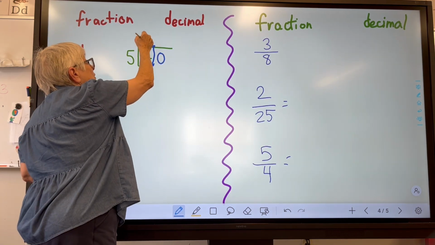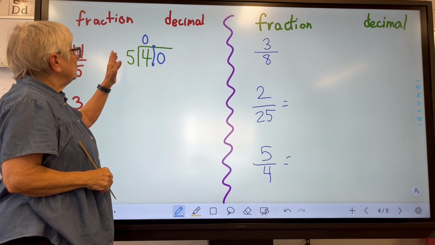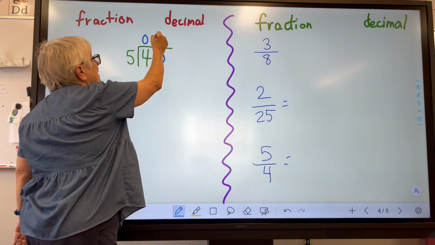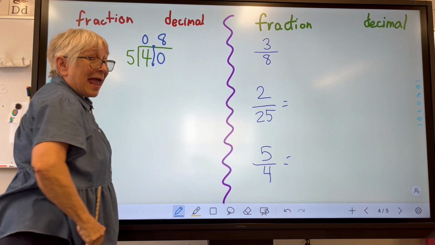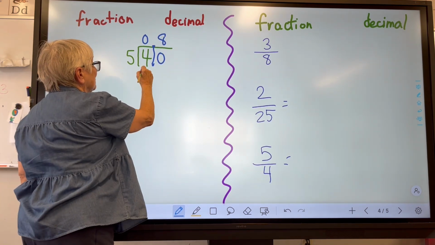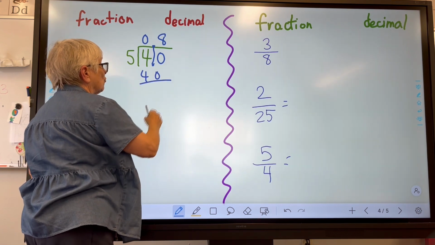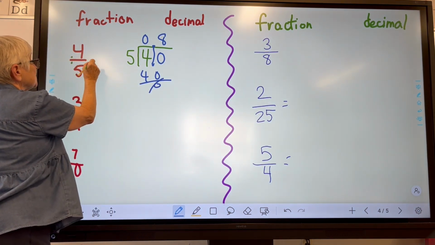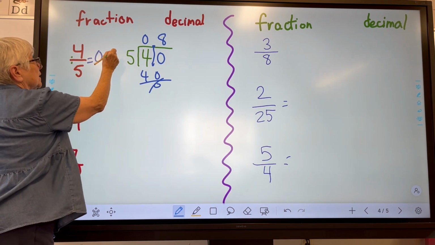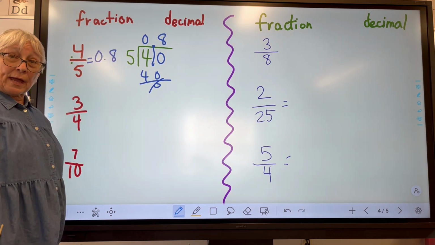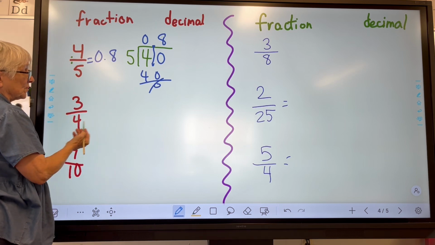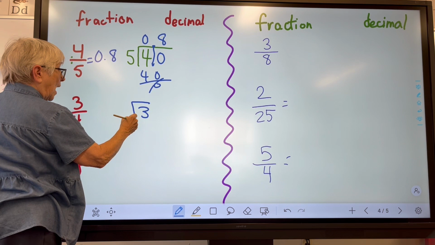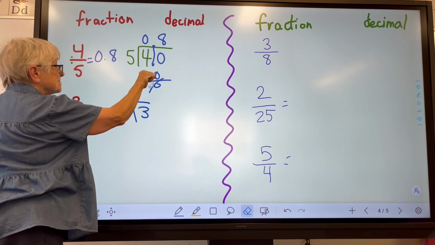And since it doesn't go into 4, I'm going to put a 0. 5 goes into 4 0 times. And 5 goes into 40 8 times. And 5 times 8 is 40, and there's no remainder. So 4/5 equals 0.8.